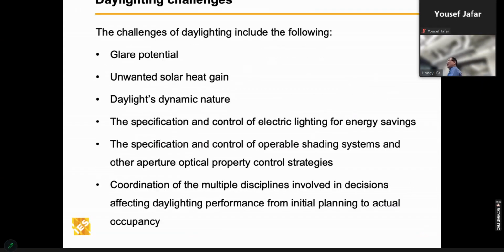Other challenges related to daylight will be glare, which is the top one, because daylight, especially sunlight, will very easily produce glare for people. And then there is the dynamic nature of daylight. Sometimes this will bother people, especially if you are in a space that needs a constant or relatively stable lighting environment. Then daylight might not be the perfect thing.